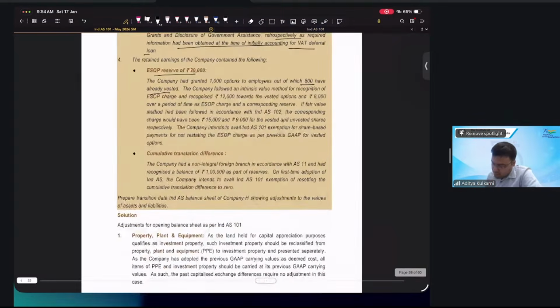The company followed an intrinsic value method for recognition of ESOP charge, recognized 12,000 towards the vested options and rupees 8,000 over a period of time as ESOP charge and a corresponding reserve. If the fair value method had been followed in line with Ind AS 102, the corresponding charge would have been 15,000 and 9,000.